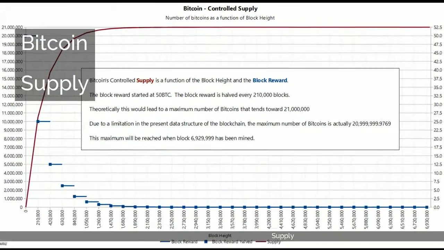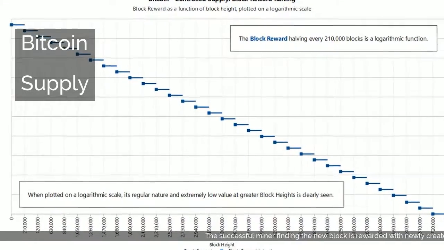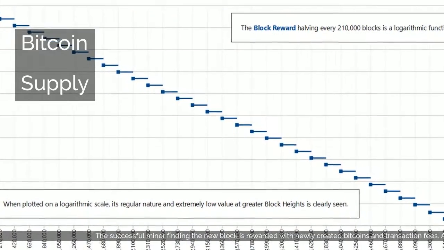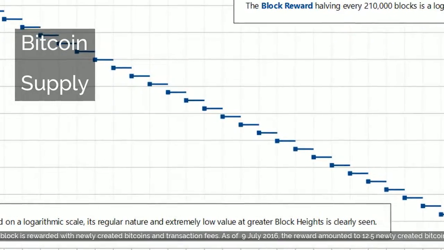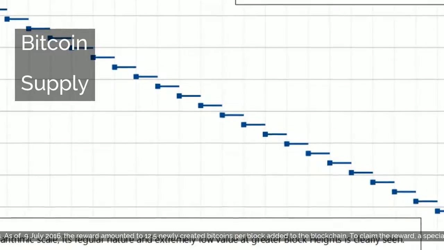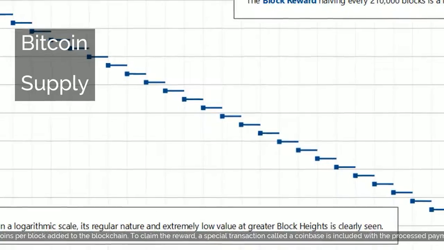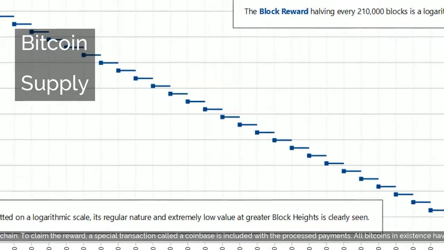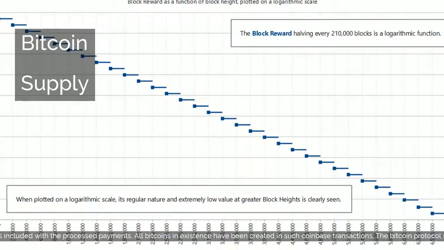Supply. The successful miner finding the new block is rewarded with newly created bitcoins and transaction fees. As of July 9, 2016, the reward amounted to 12.5 newly created bitcoins per block added to the blockchain. To claim the reward, a special transaction called a Coinbase is included with the processed payments. All bitcoins in existence have been created in such Coinbase transactions.